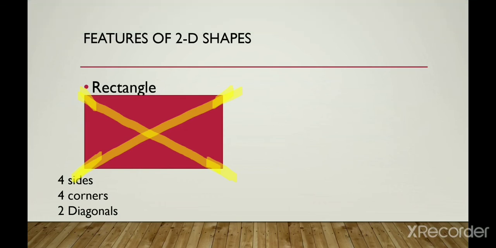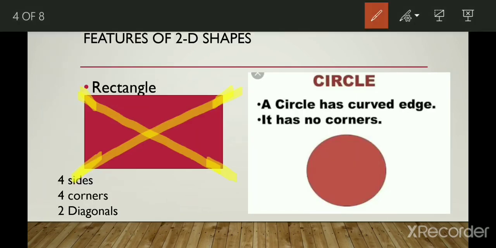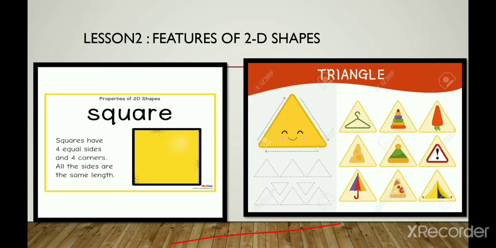Now coming to the next shape. Any guesses? Yes, it's a circle. Now how many sides are there? No side. Only a curved edge. Right? And no corners. No sides means no corners. So this was all about the features of 2D shapes. We discussed the types of 2D shapes and also their properties or features.